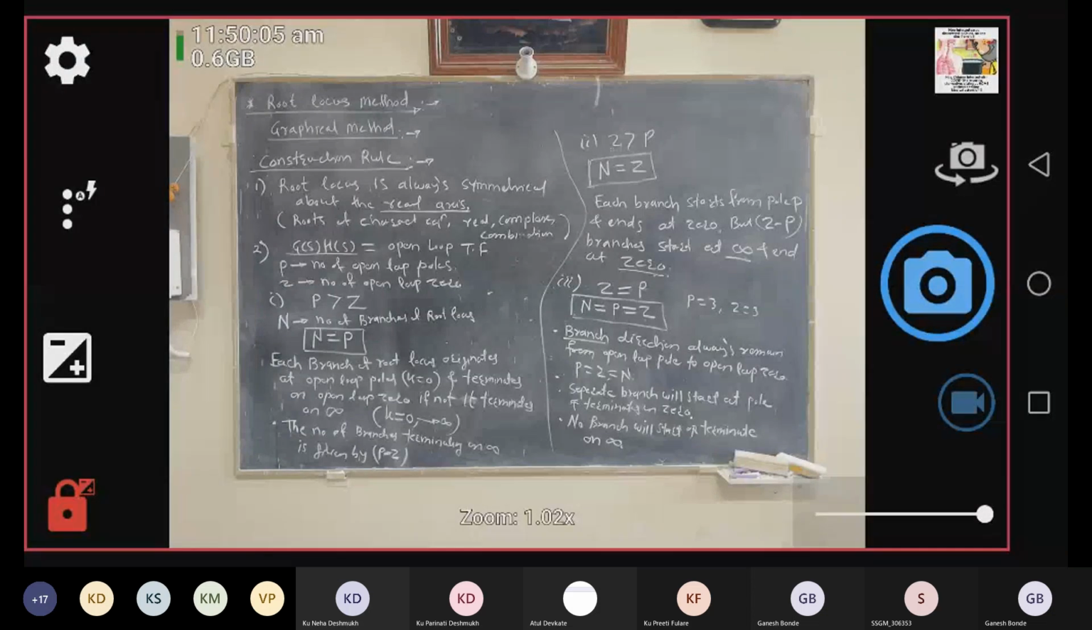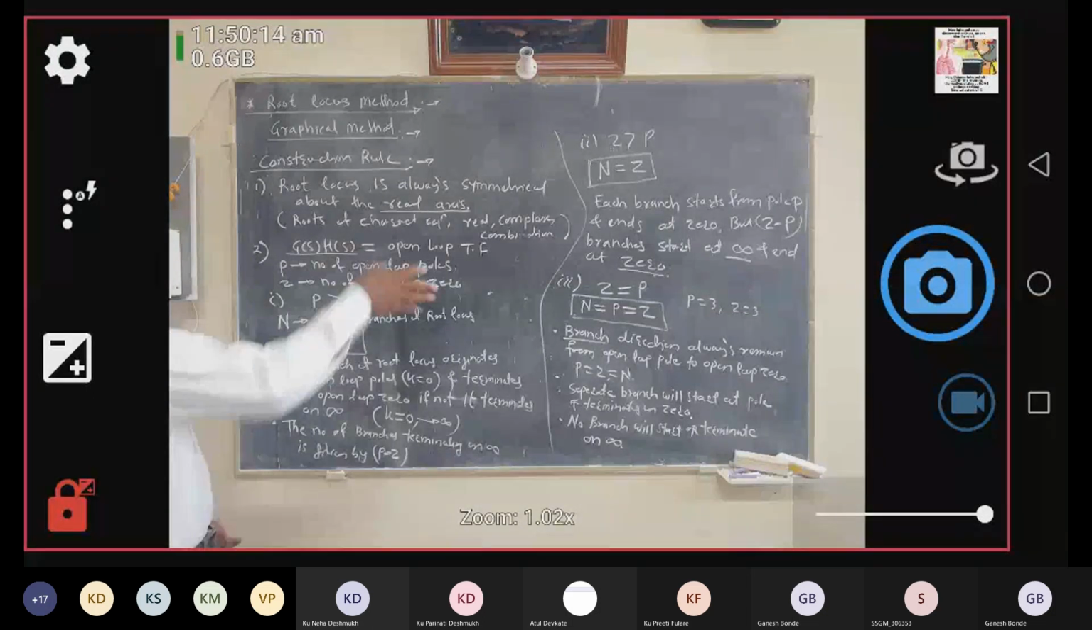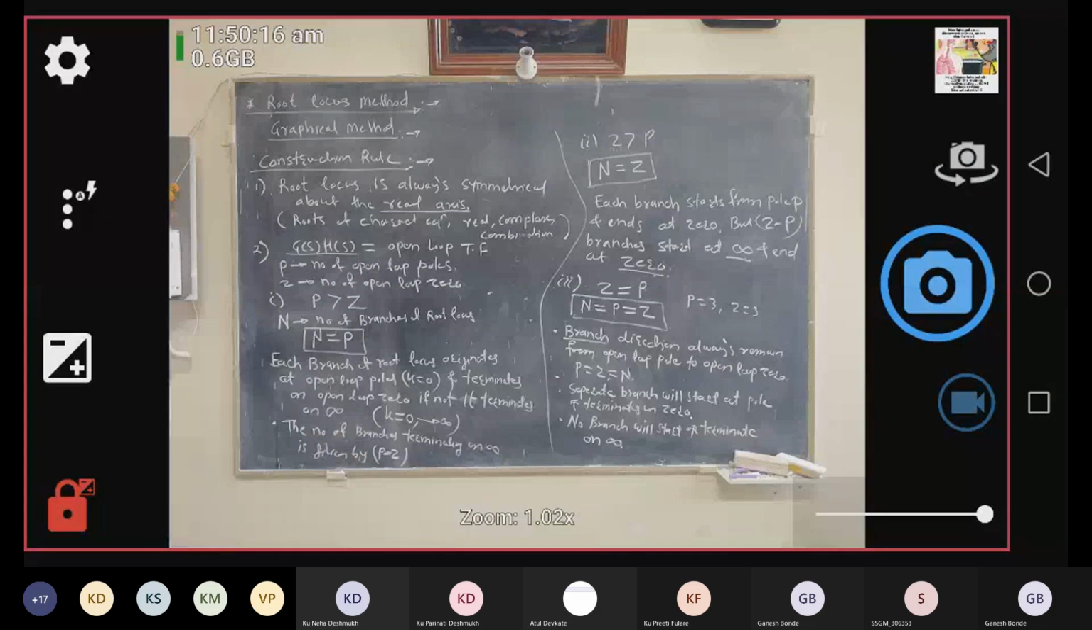So this is the first step. In the first step, we have to find out how many poles and how many zeros are present. Depending upon this, we get three possibilities. According to that, we decide the number of branches and how many branches are terminating on infinity or how many branches are terminating on zero. This information we can easily obtain. So this is your step number 1 while constructing a root locus.